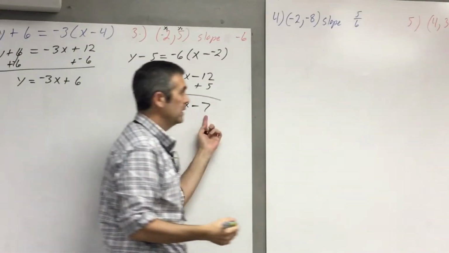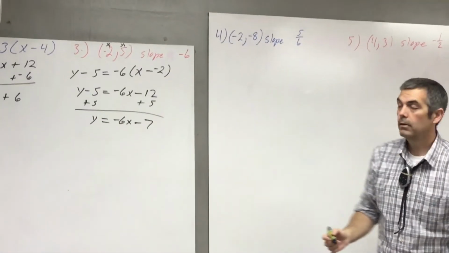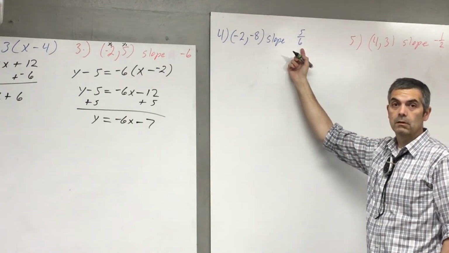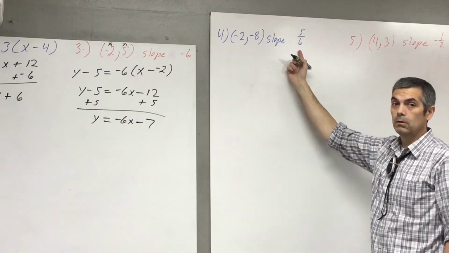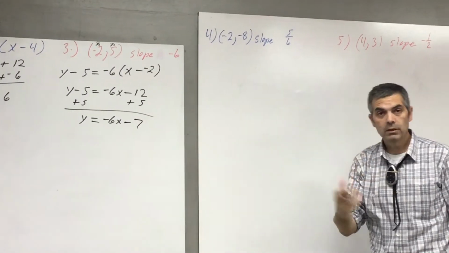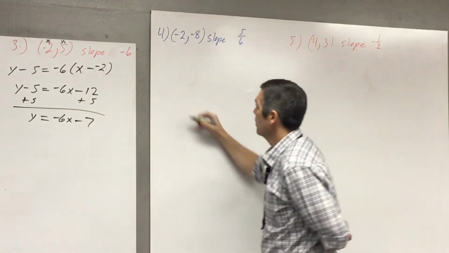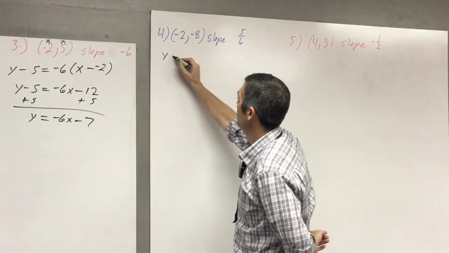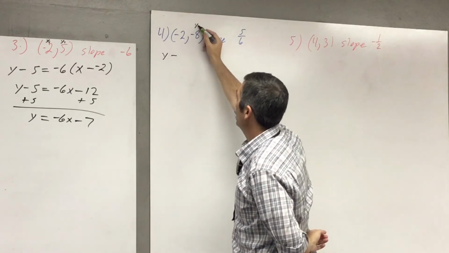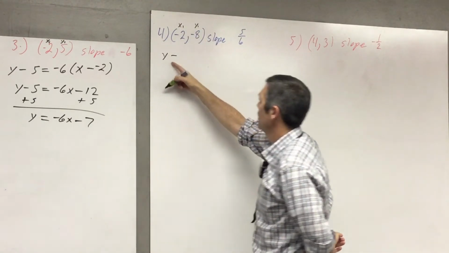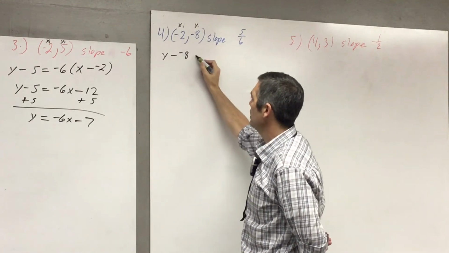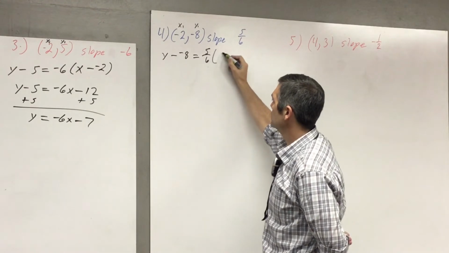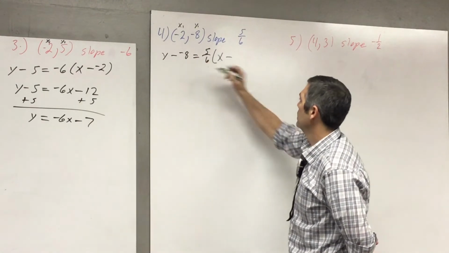Slope, y-intercept. All right. Now here, watch these when you have a slope like this. You're going to have to distribute that slope through. Be aware of what you're doing, but first let's put it into point slope form. Okay? Y minus y subset 1, x subset 1, y minus negative 8 equals the slope 5 over 6, parentheses x minus negative 2.